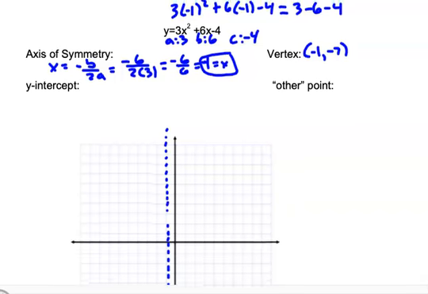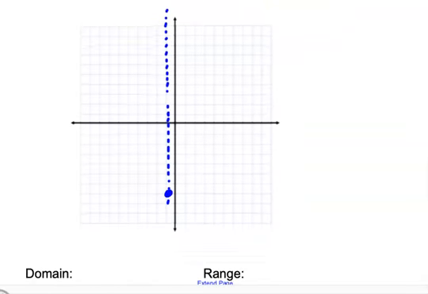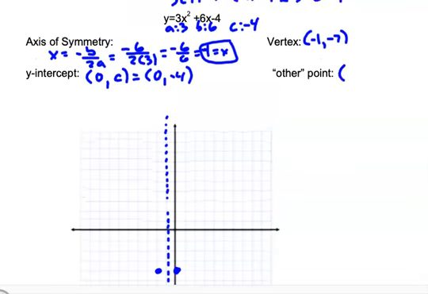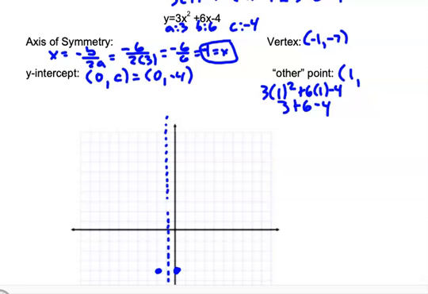Then the easiest point to get next is the y-intercept. It's just 0 comma c, which in this situation is 0 comma negative 4. If you plug in 0, the 3x squared and the 6x cancel out. So 0, negative 4, and then I can reflect that blue point over the dashed line to find that at negative 2, I would also be at negative 4. And then for some other point, I like to use 1 because it plugs in really nicely. 3 times 1 squared plus 6 times 1 minus 4. That's just 3 plus 6 minus 4, which is 9 minus 4. So at 1, we're at 5.